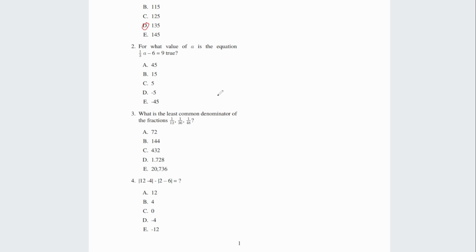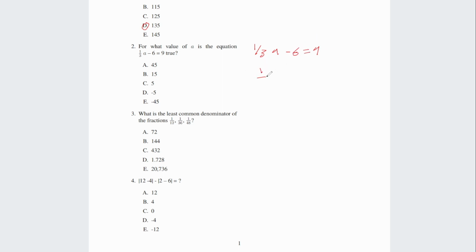For what value of A is the equation 1/3 A minus 6 equals 9 true? Okay, so this is pretty simple. 1/3 A minus 6 equals 9. So let's isolate A. And I apologize for my handwriting, but let's isolate A and we will figure out what this is. So we move the 6 over to the other side.